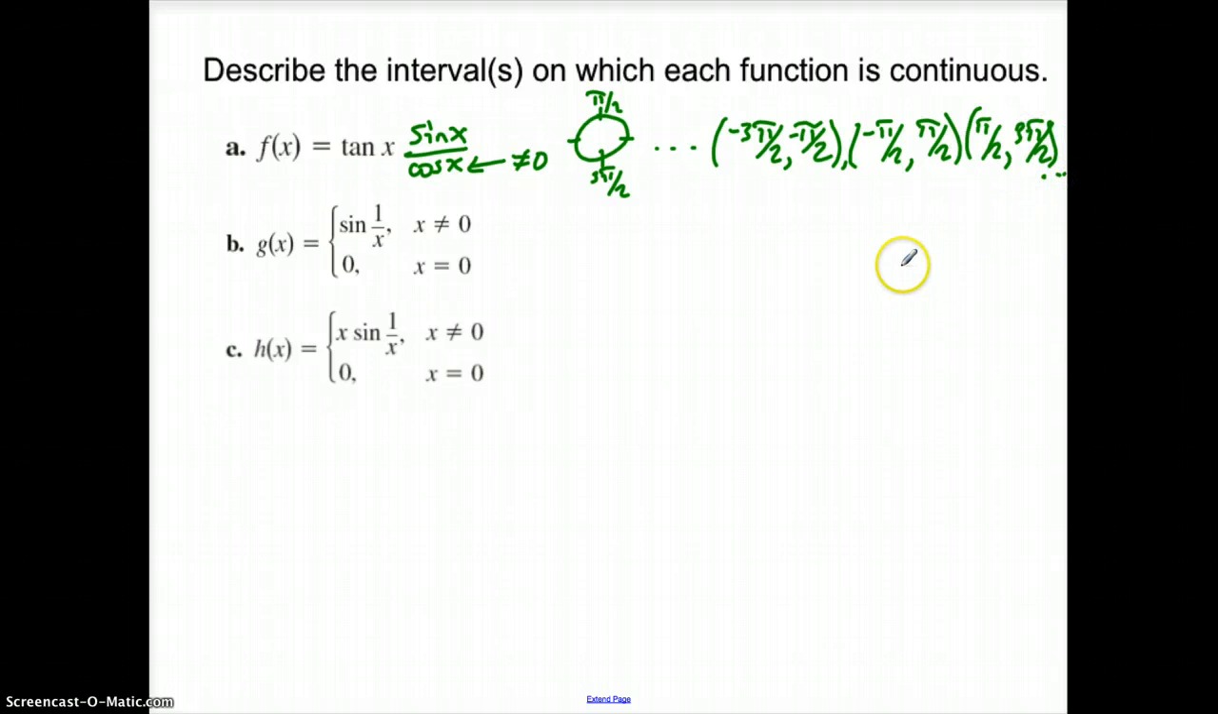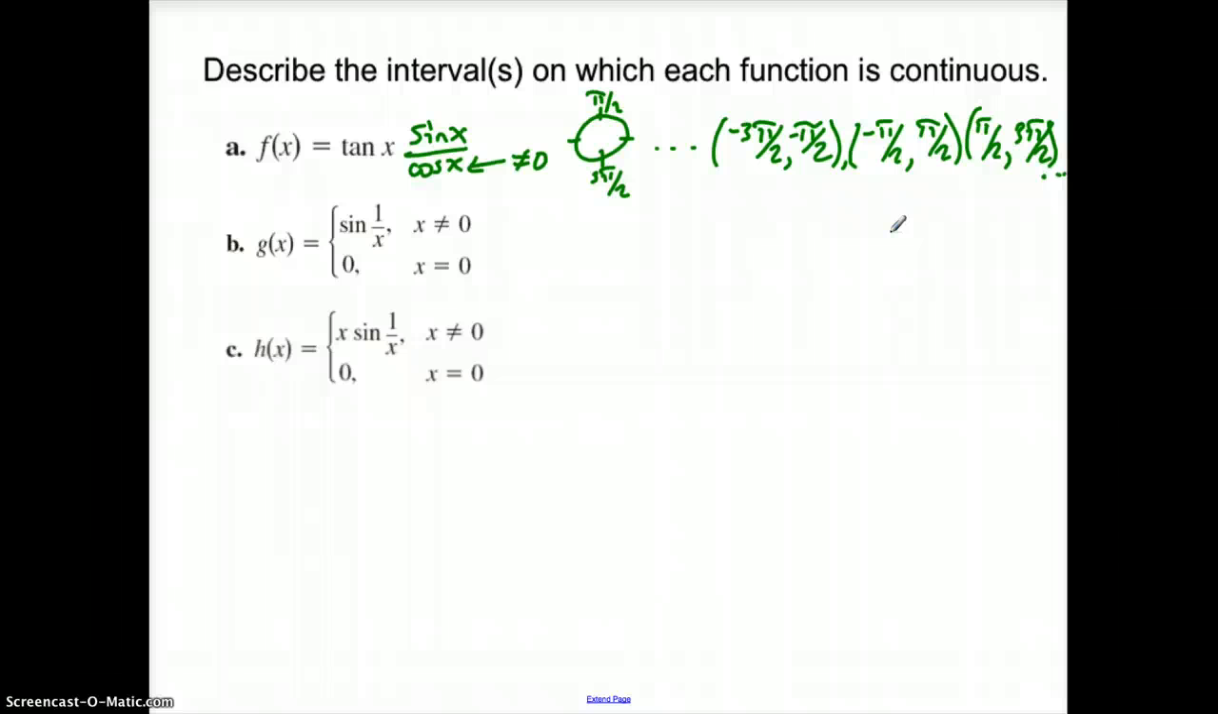Dot dot. Sorry, I can't fit that in there. So that's the interval on which each function is continuous. At least that's the interval on which tangent is continuous, from negative 3 pi over 2 to pi over 2, etc. Not including those endpoints, negative 3 pi over 2 and negative pi over 2, because the asymptote is right there.